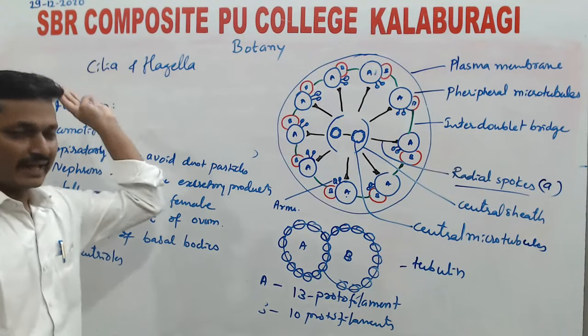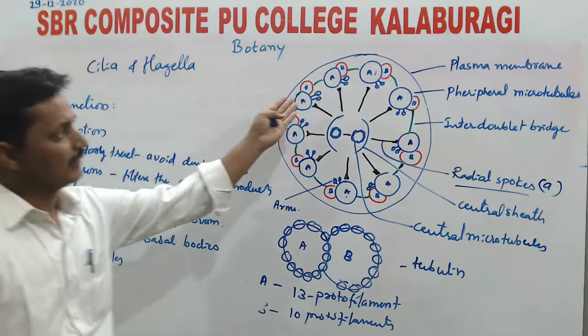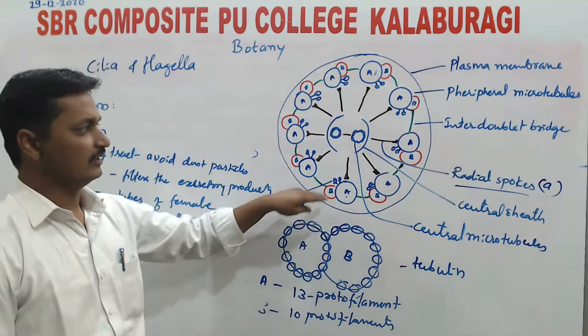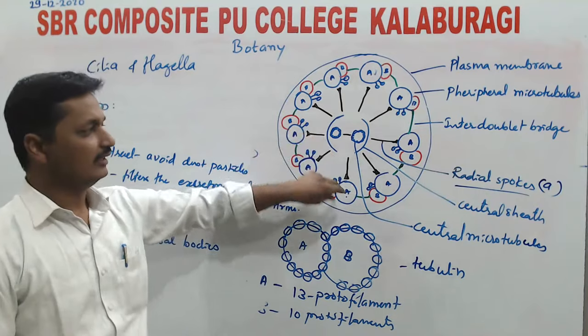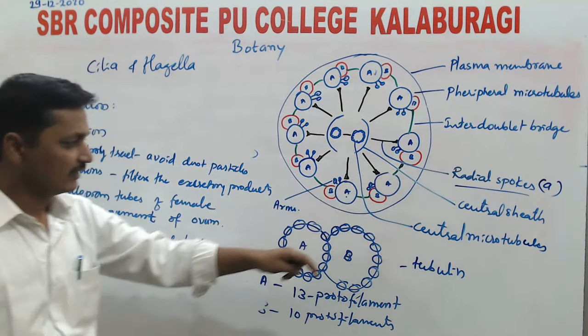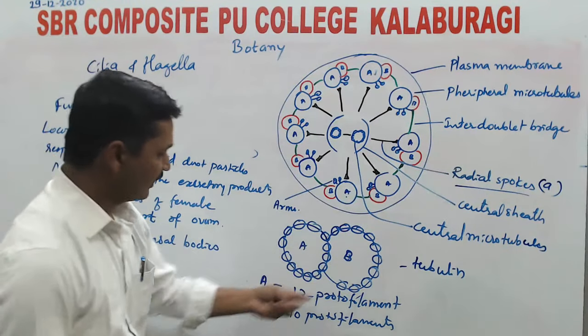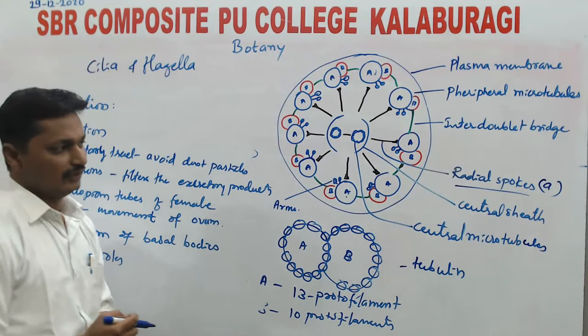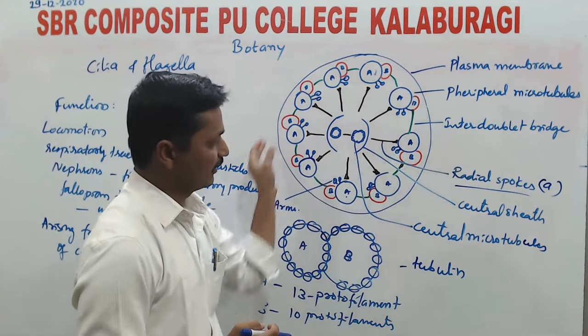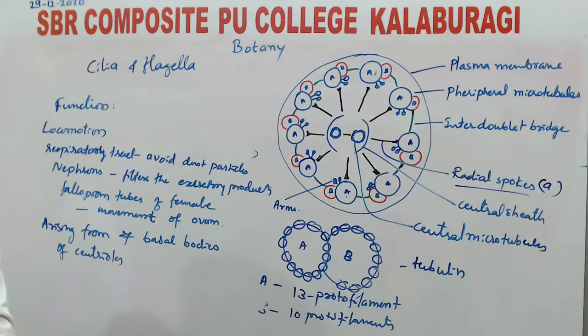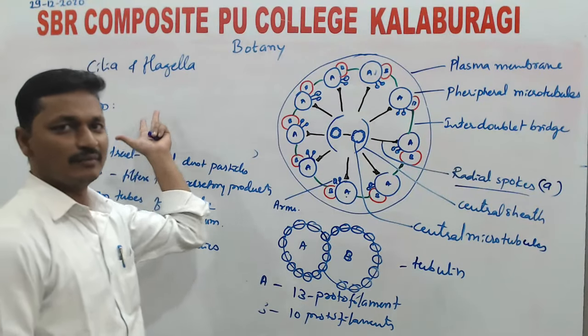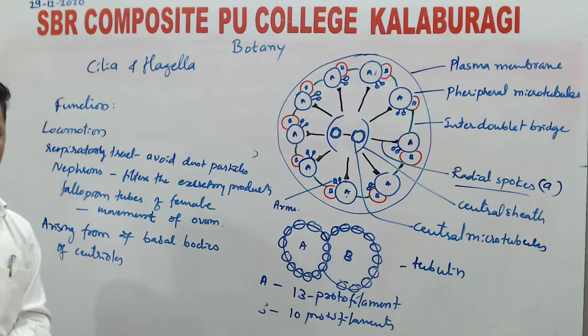Remember the axoneme. Remember the peripheral microtubules. Remember the central microtubules. Remember the radial spokes and their chemical composition. Remember these two proteins, tubulin and dynein. Tubulin is present in the peripheral microtubules and dynein in the central microtubules. Remember their functions and their original occurrences.